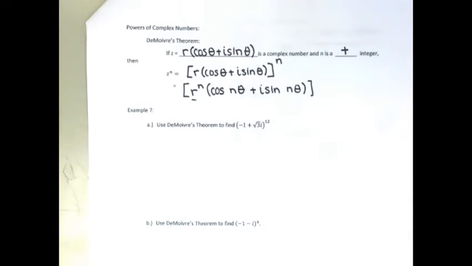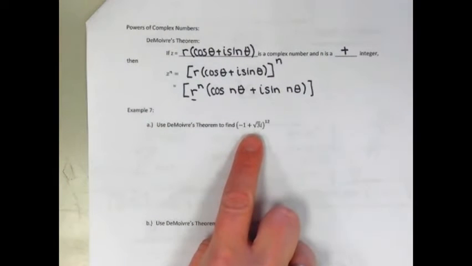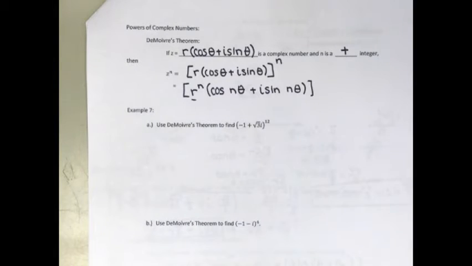Your angles. Because I would not want to take this and have to FOIL 12 times, would you? No, that'd be crazy. Or use your Pascal's triangle. Do you remember that? Or do that. I don't think you want to do that, do you? Me neither.